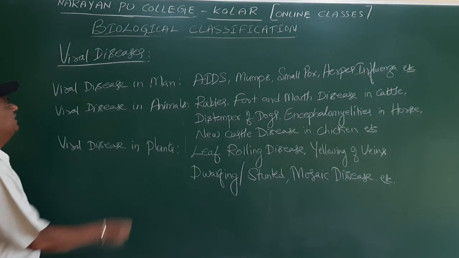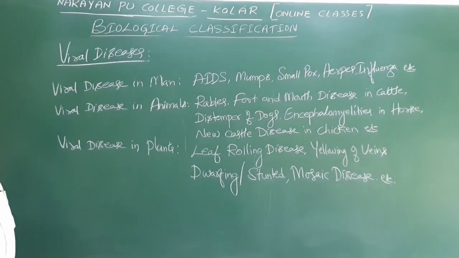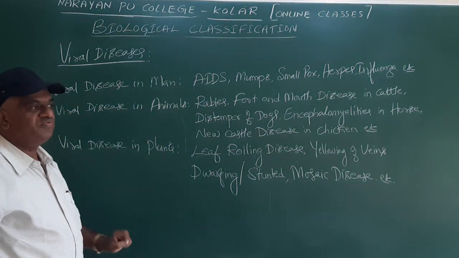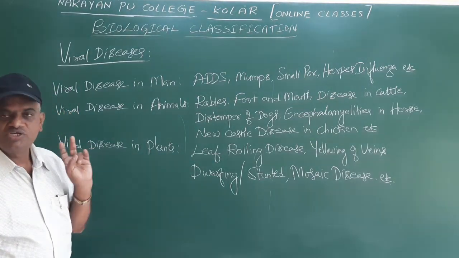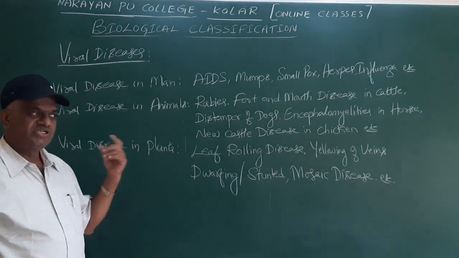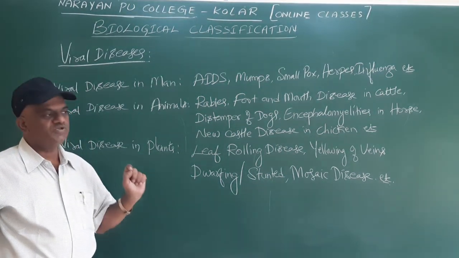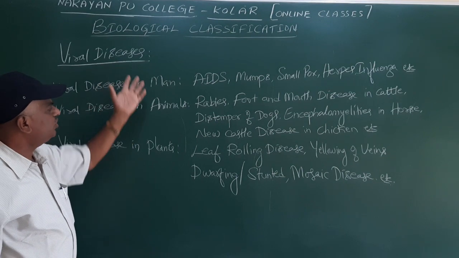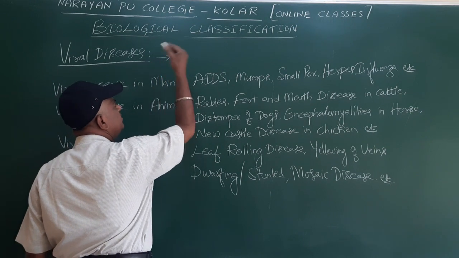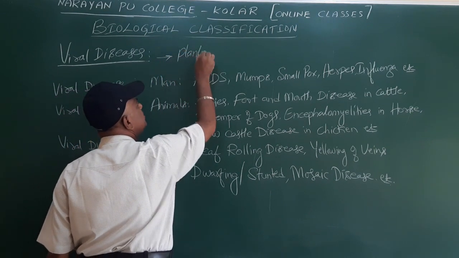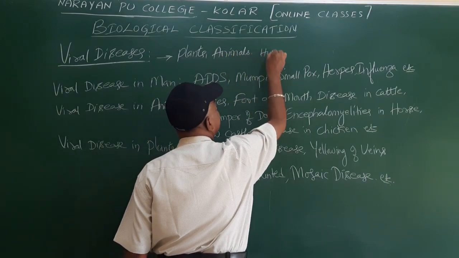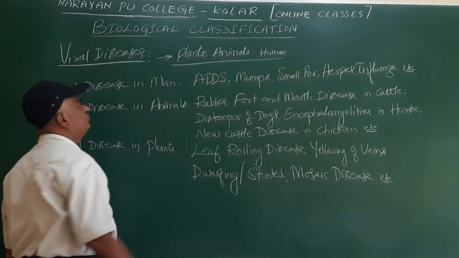Now we go to the next heading, viral diseases. We know that the virus depends upon the host. Viruses are classified into bacteriophages, cyanophages, phycophages, mycophages, phytophages, and zoophages, based on the host they infect. They cause diseases in plants, animals and humans. So we have various types of diseases.